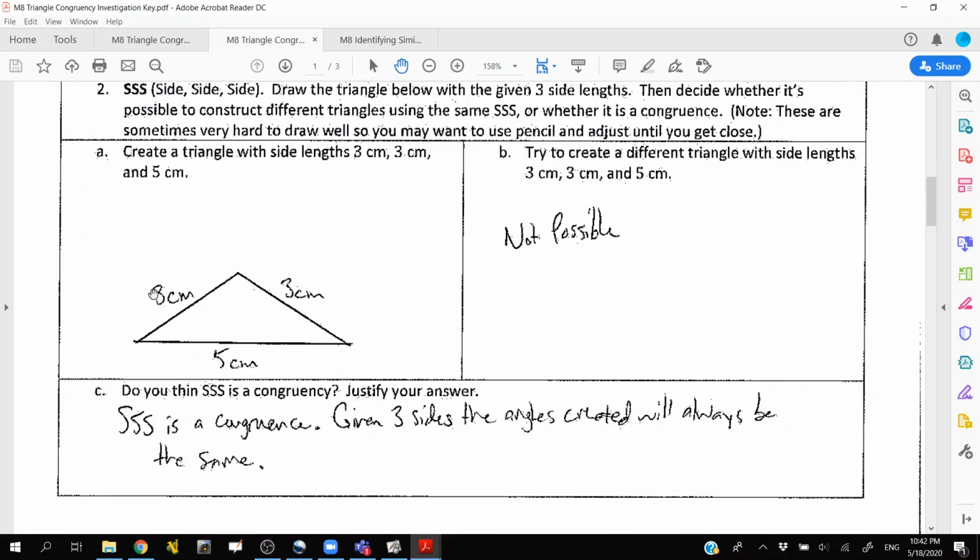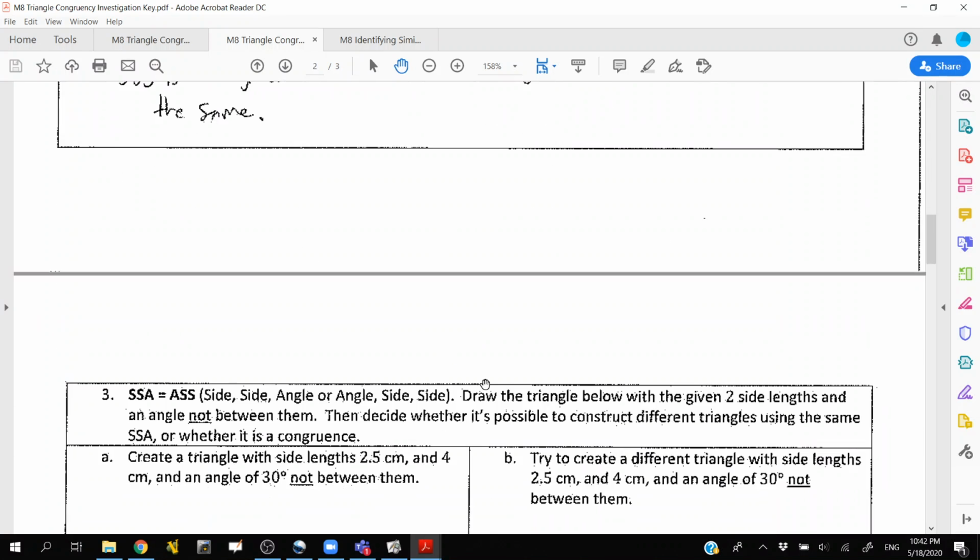Side, side, side, we hit very similar things. We definitely can make a triangle given this set of information. In yesterday's video, we had an example of when we can't make a triangle and why that happens, but today we can. So we get this triangle, and great. We can't make a second one. No matter how we put these things together, we can try to rearrange these sides, all triangles are congruent to this one, so side-side-side is a congruence.